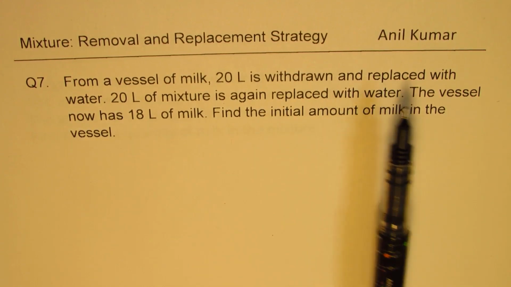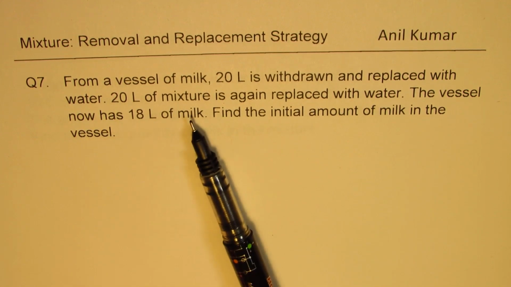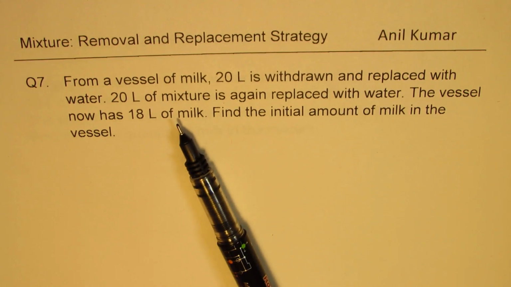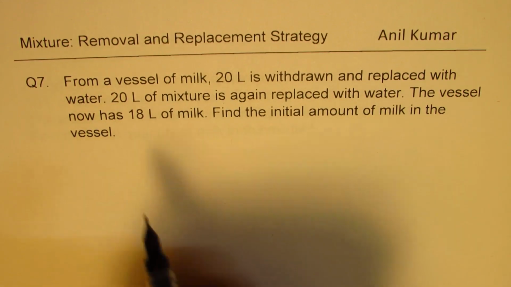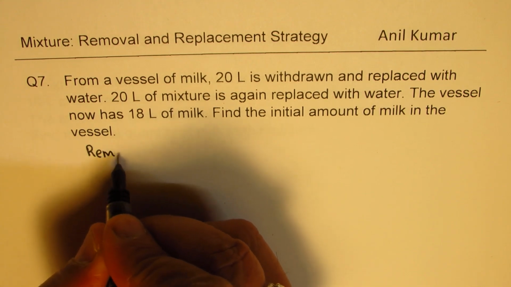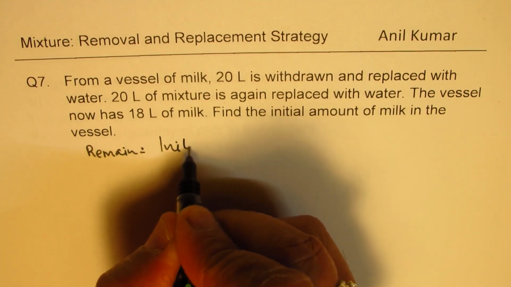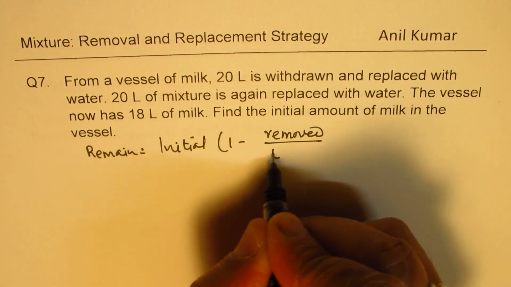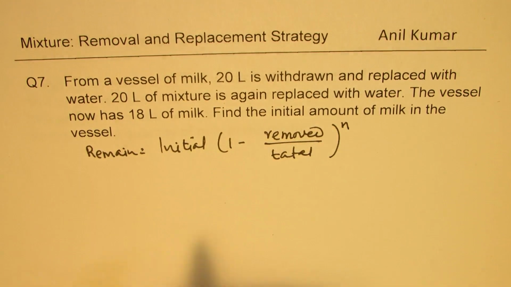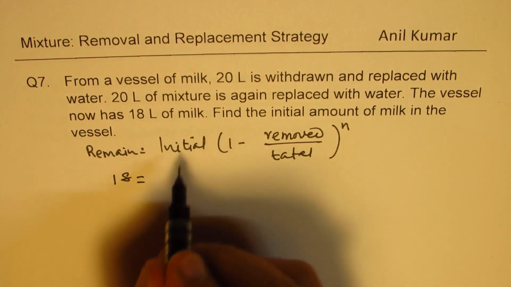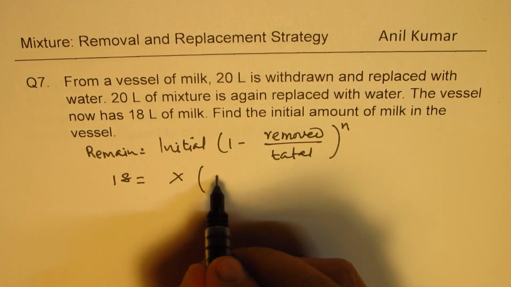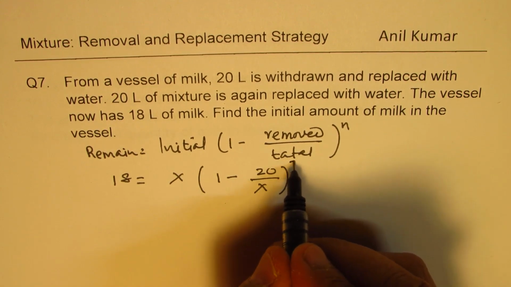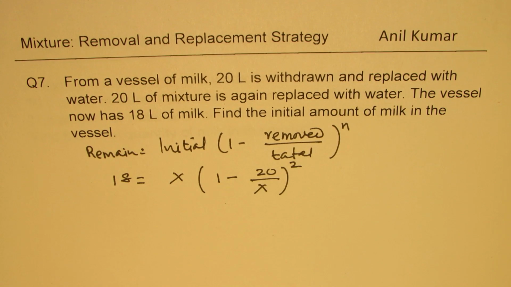That means 2 times. The vessel now has 18 liters of milk. Find the initial amount, right? So we're not talking about ratios this time. We're talking about full amount, right? So we can say what remains is equal to initial times (1 minus removed over total) to the power of n. Now what remains is 18 liters. We don't know what initial is, and we have 1 minus 20, since 20 has been removed from whatever, and n is 2 times. So that is the situation.